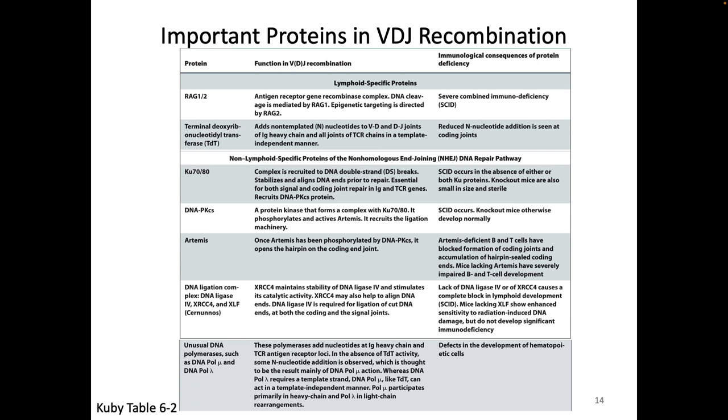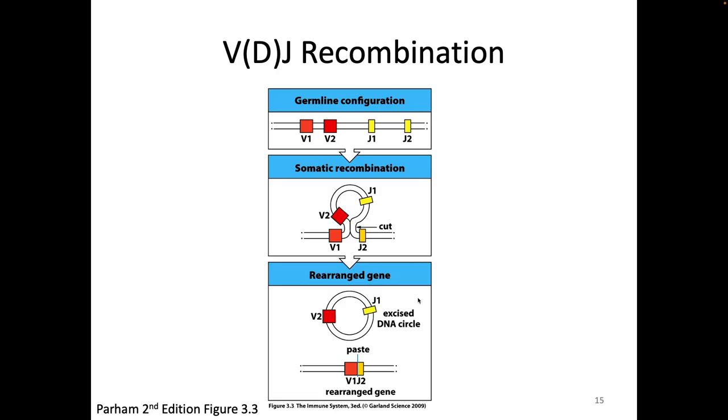Because this is such an important process of giving you this adaptive immune diversity. So if you don't have these proteins we're going to talk about, no adaptive immune response. But if these proteins mess up, cancer. So we got some big danger either way with these proteins. All right, so we're going to be going through VDJ recombination in some more detail.